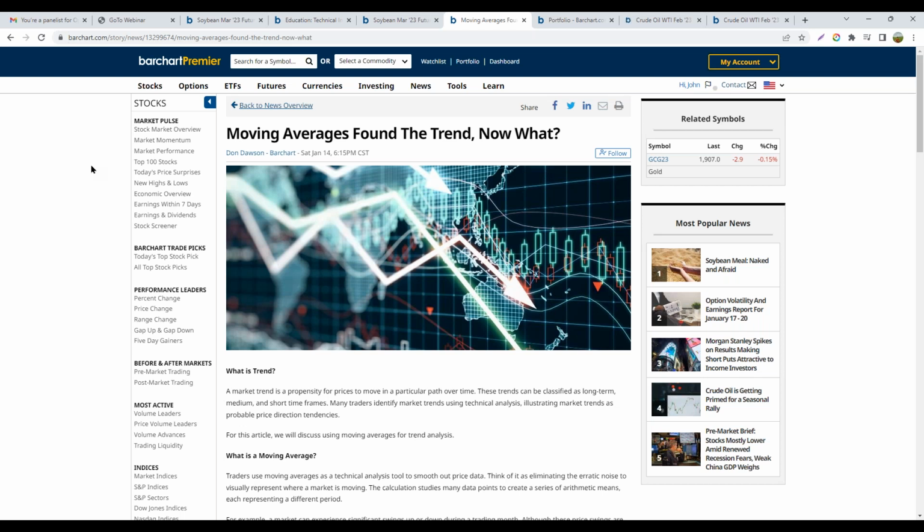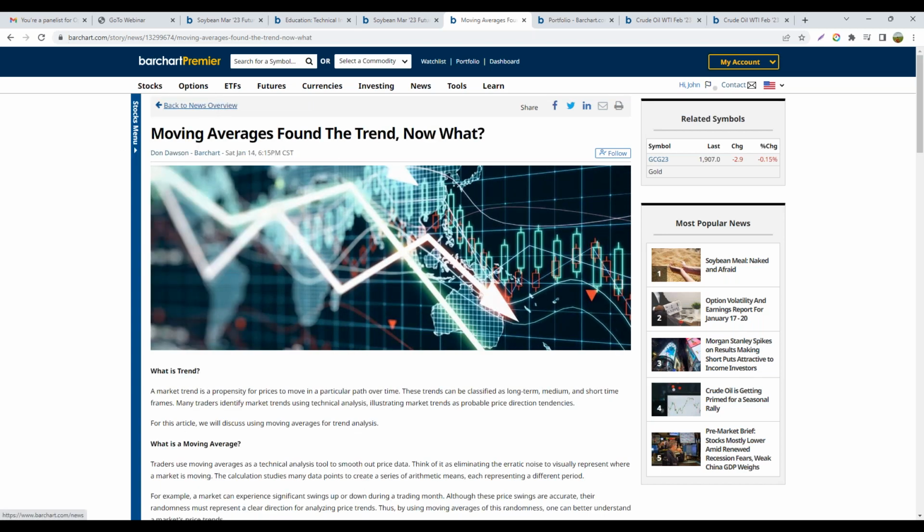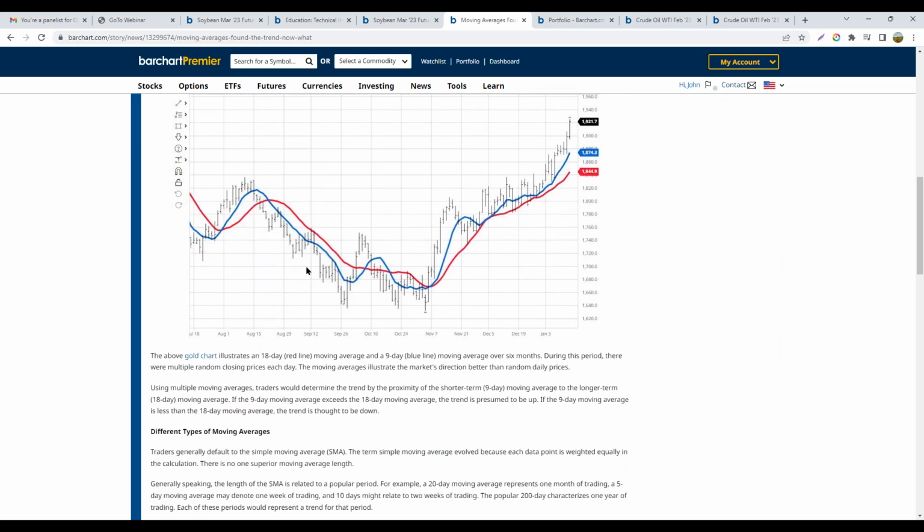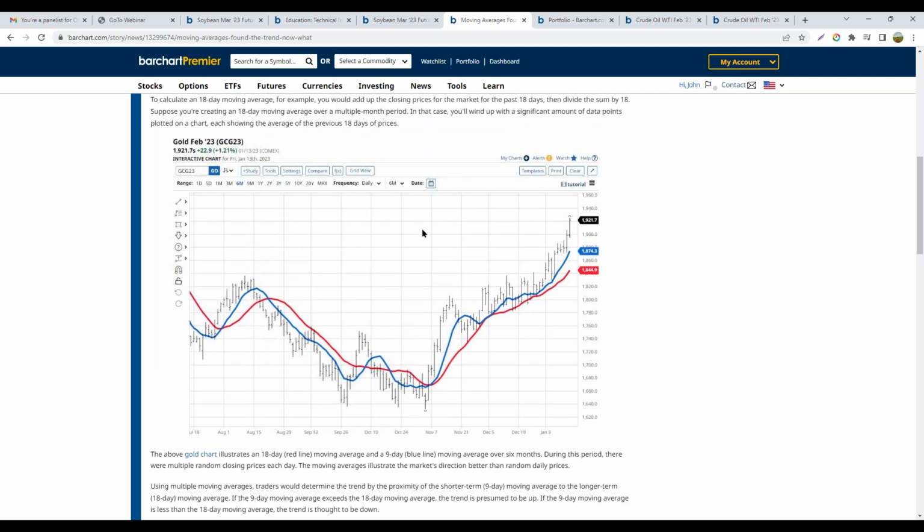understanding trend analysis, right? We've already discovered a moving average. The moving average found the trend. What do we do now? And so in Don's article, he breaks this down again for you. So this is a reference for you, so you can go back. So here is gold, and Don used the 9 and 18, the same that we use in the Futures Trading Guide. The 9 is represented by the blue line and the 18 by the red line.